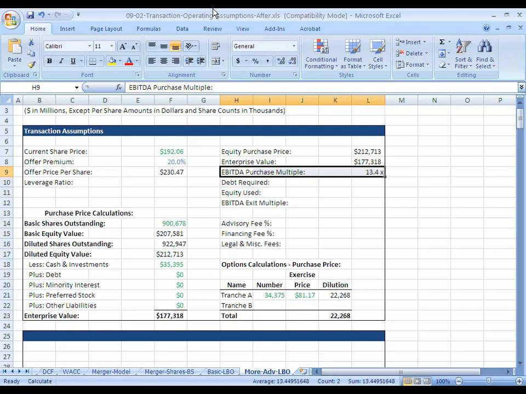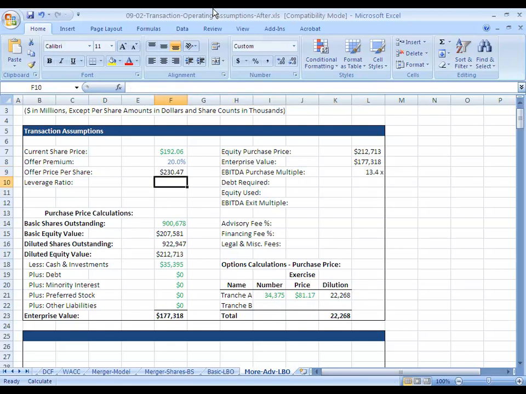And that's how you often hear private equity guys and investment bankers talking about LBOs. The terminology they use is turns of debt. So they might say, okay, can we support 3 turns of debt, 4 turns of debt, and so on. And the turns of debt is really just referring to the leverage ratio. So in relation to EBITDA, how much debt can this company take on?